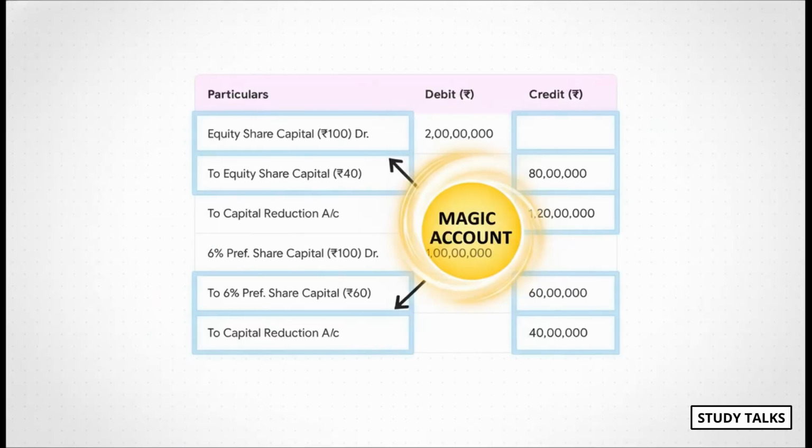First up, the share capital reduction. It's a simple 3-step process. Step 1. Debit the old share capital account to get its full value off the books. Step 2. Credit the new share capital account with its new reduced value. And step 3, which is the most important part, the difference, the amount that shareholders have sacrificed, goes into a special temporary account. Let's call it our magic pot, the capital reduction account. This account is the heart of the whole process. It's where we collect all the sacrifices.